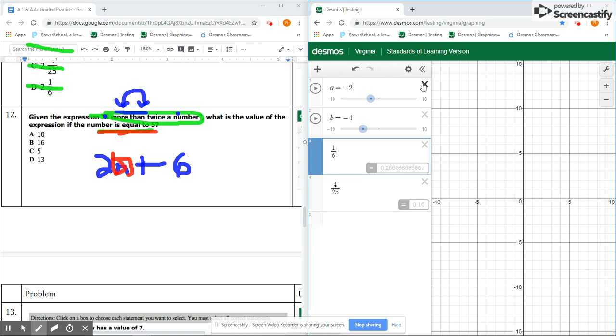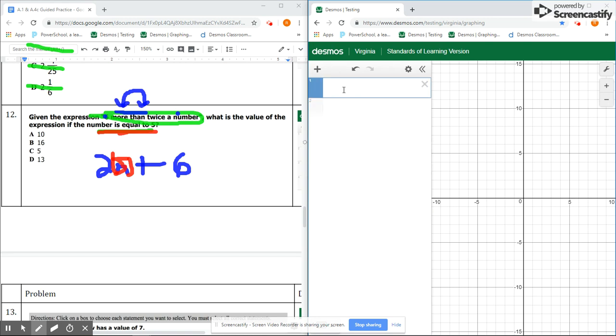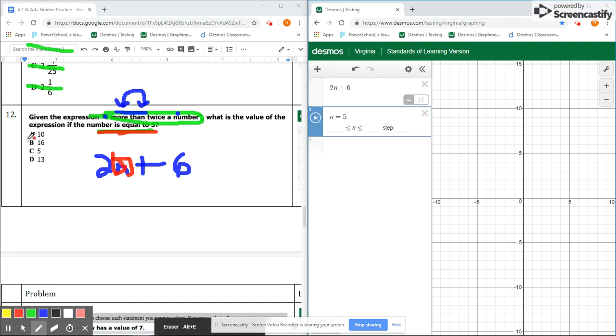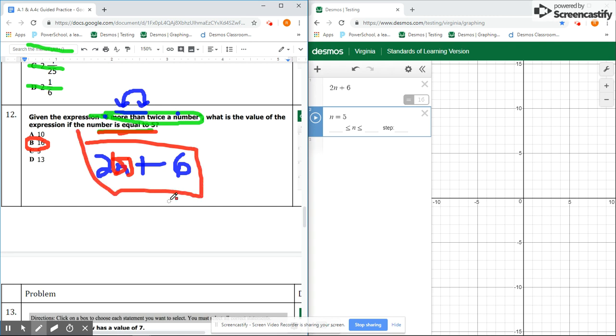If not, you can jump over here to Desmos and do the sliders just like we did for number 11. All right, so I'm going to type 2 in plus 6 and add a slider, and it wants n to equal 5. So it says that the answer here is 16, which is B. Okay, so again, we took what we know about words and symbols and expressions and took 6 more than twice the number, changed it into an expression, and then we plugged in 5 for n. We got 16.